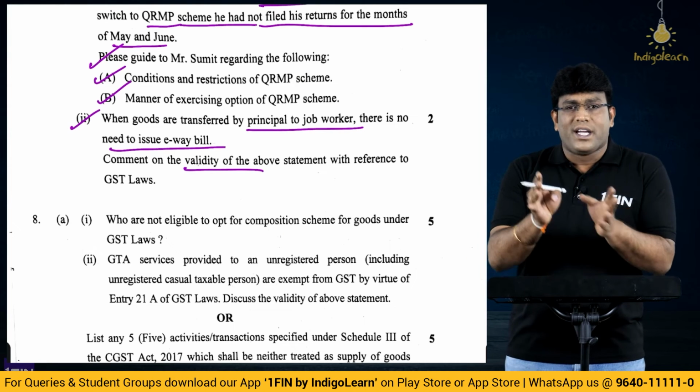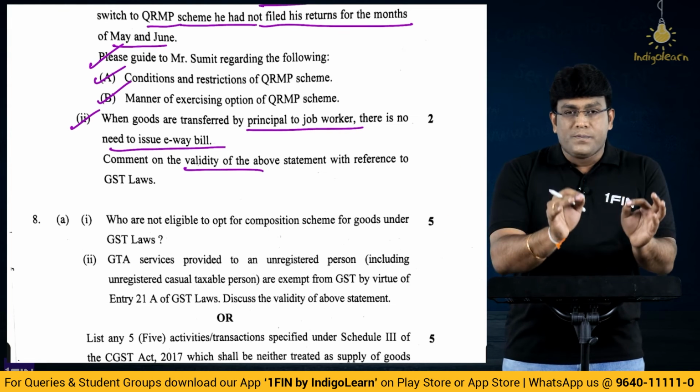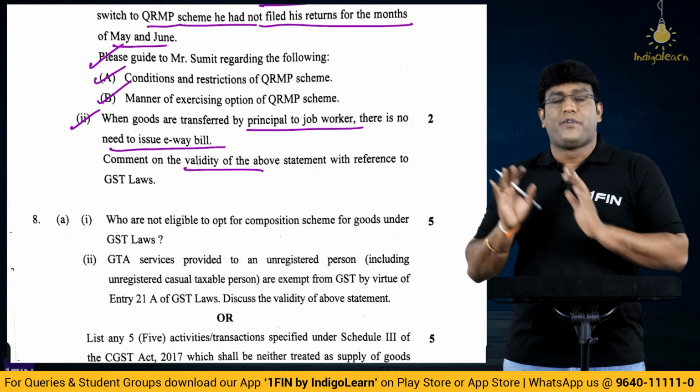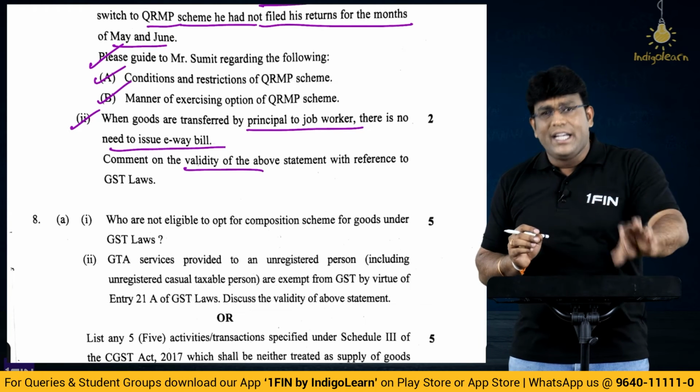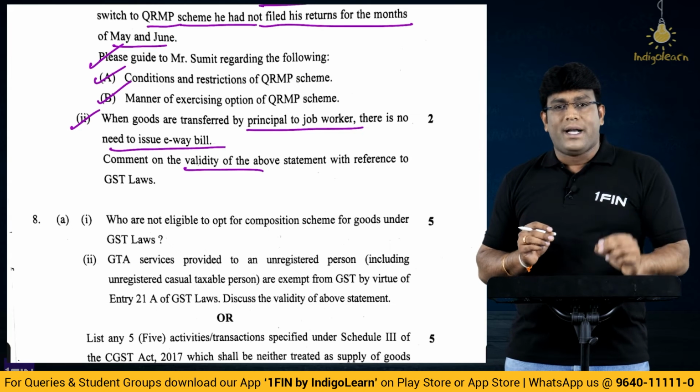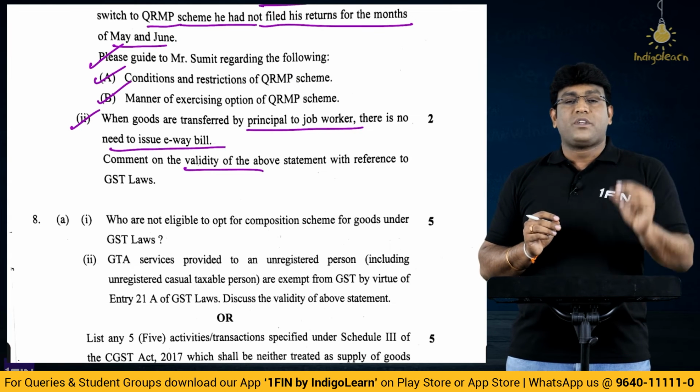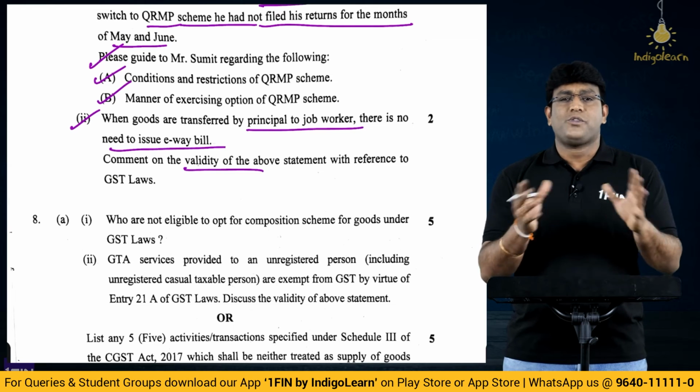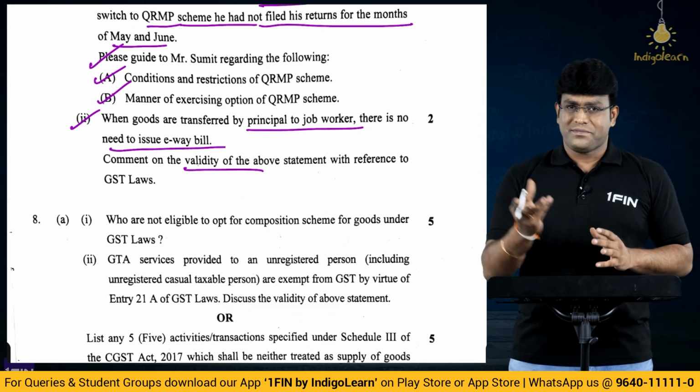However, if the principal is sending goods to a job worker in a different state, e-way bill is mandatory even though consignment value does not exceed 50,000. These points you write, you will get your marks.